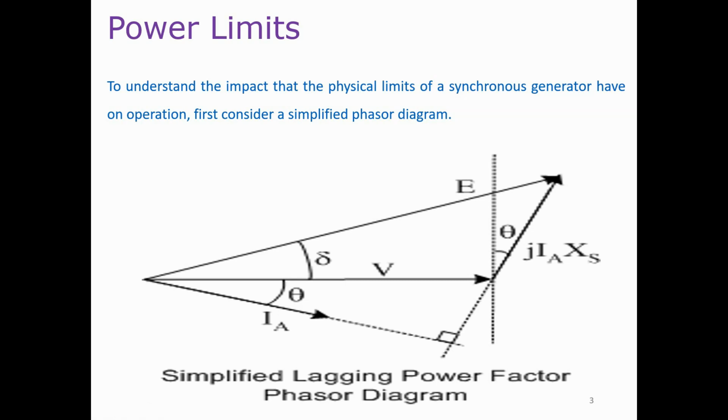Theta is the load power factor. Ia is the armature current or generator current, which lags behind the voltage by an angle theta. So we are considering a case of a lagging power factor. Here we are neglecting the armature resistance. Xs is the synchronous impedance and jIaXs is the impedance drop. So the vector summation of induced EMF is equal to terminal voltage plus IaXs drop.